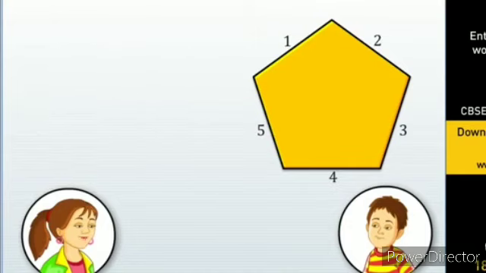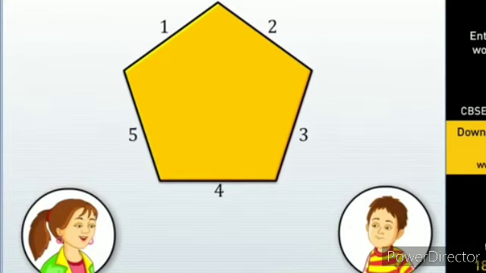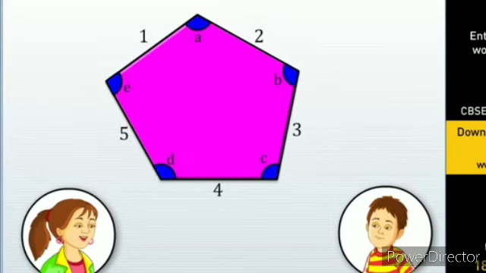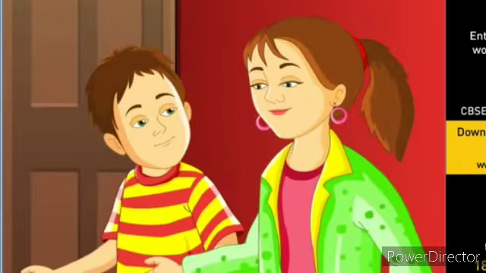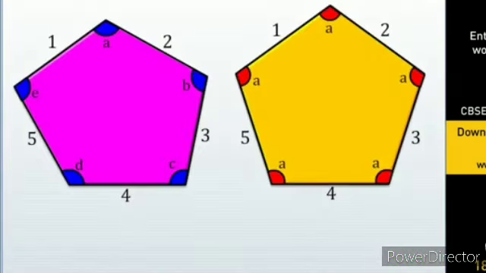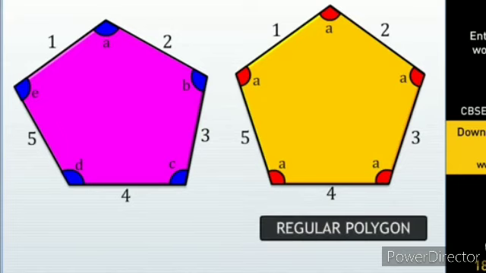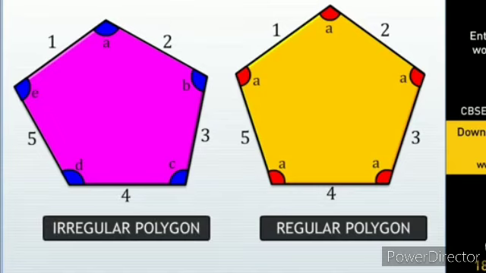Look at this polygon. Each side of the polygon is of the same length. Also, the measure of each angle is equal. On the other hand, in the first polygon, the lengths of the sides and the measure of the angles vary from each other. Oh yes! Then how can we name these 2 polygons? That's a good question, John. The polygon with equal sides and equal angles is called a regular polygon. The polygon with unequal sides and unequal angles is called an irregular polygon.